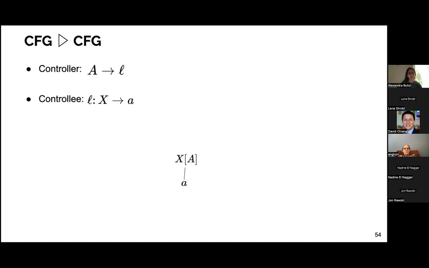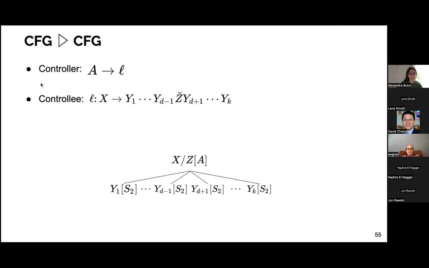Okay, the next formalism is a context-free grammar controlling a context-free grammar. If the controller has a rule that rewrites A as L, and the controllee has a rule labeled with L that has on the left-hand side an X that's rewritten as A, then you get a subtree of this form that has a node X augmented with A that just gets rewritten as A.